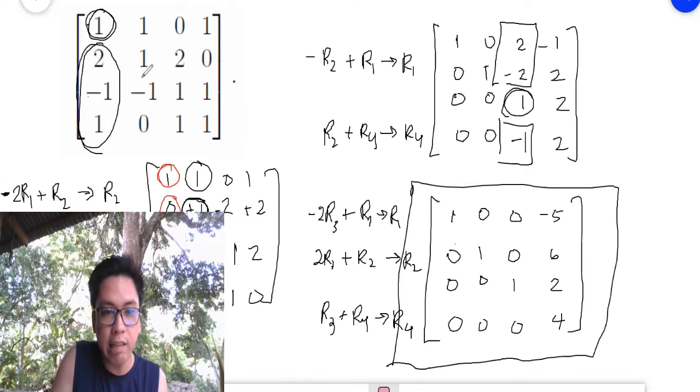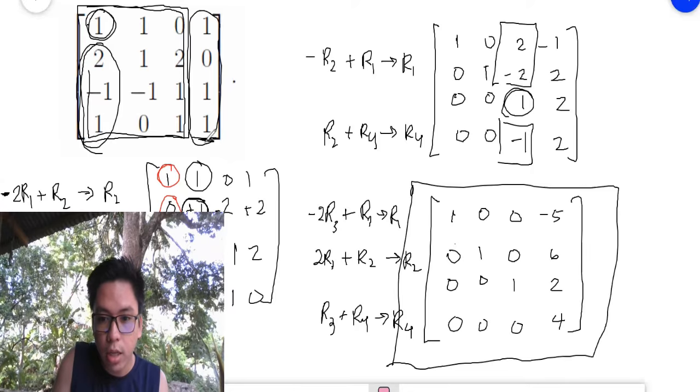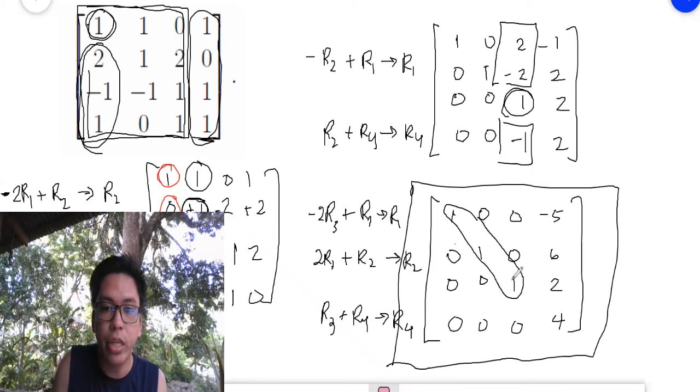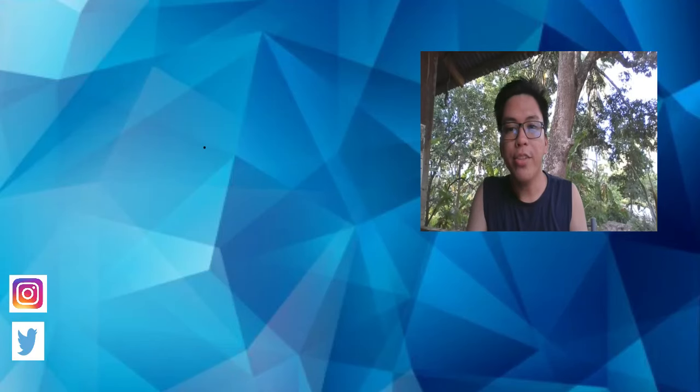So assuming that this is a system of linear equations wherein these first three columns are the coefficient matrix and these are the constants, then we have already achieved the solution for the system of linear equations. Supposing that our variables are x, y, and z, our x here is negative 5, our y here is 6, and our z is 2. That's it.